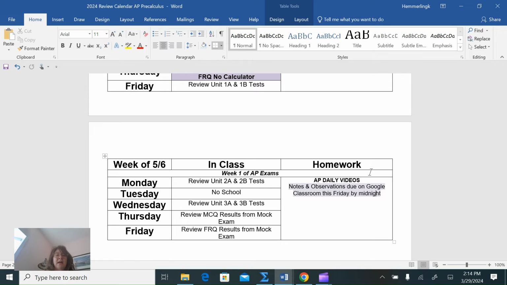Now, my intention here is not to give them a ton of homework this week because most of my students have other AP exams that will be happening that week one. So when they're in class, I want them to focus on AP Precalculus, but I'm not giving them a ton of work to do outside of class because I want them to have the time to study for their other AP exams and keep studying for AP Precalculus as well. And as I said, the notes and the reflections on watching those AP Daily videos will be uploaded onto our Google Classroom by midnight of Friday, that last week before we have the AP exam.